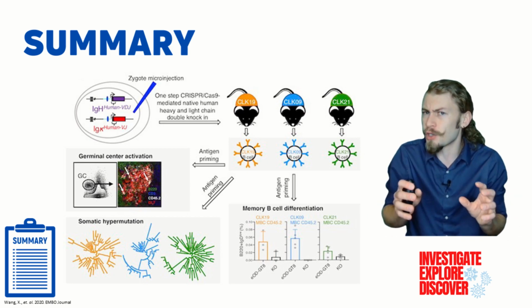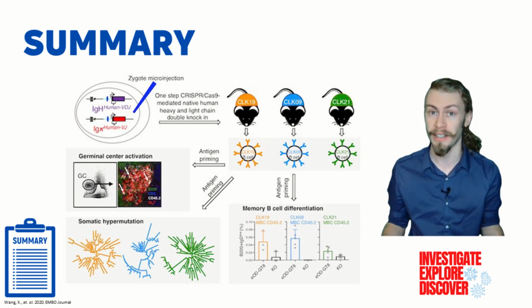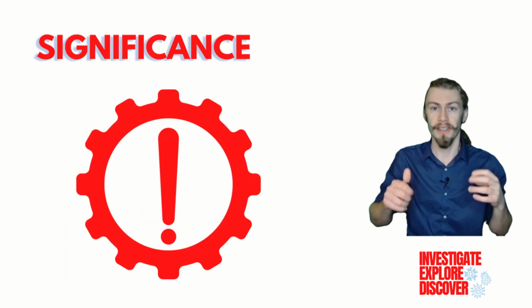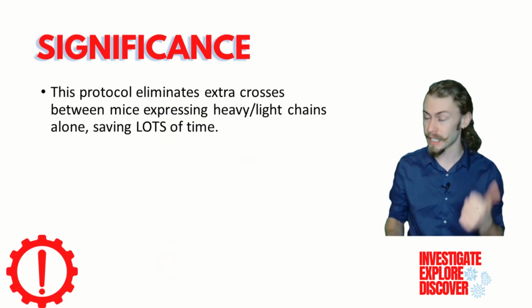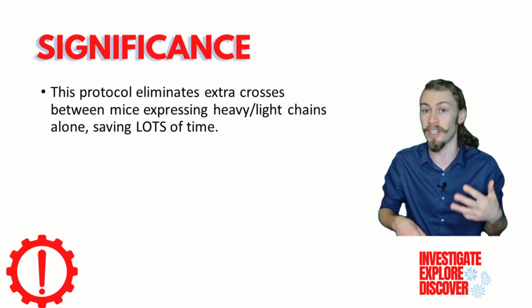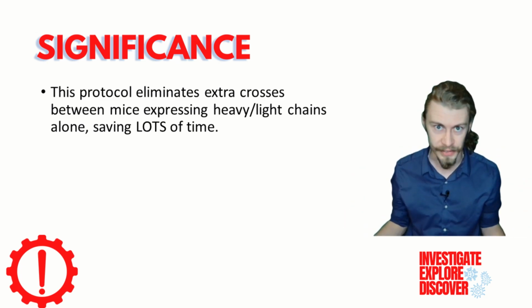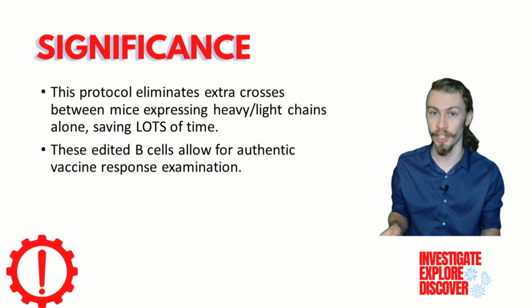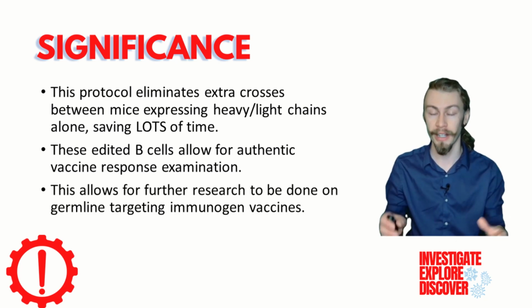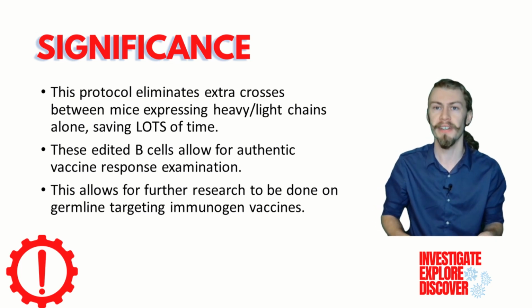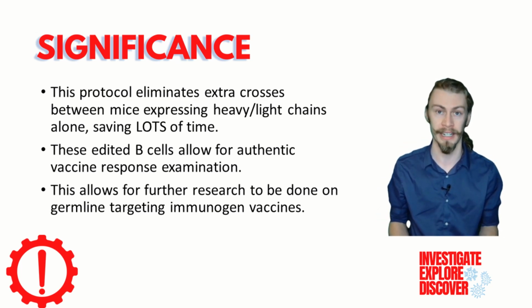Now, not only do I think that these results are exciting to investigate and learn about, they are also significant in a broader context. This information is significant because this protocol eliminates extra crosses between mice expressing heavy or light chains alone, saving lots of time. Now, these edited B cells allow for authentic vaccine response examination due to their normal B cell functions, which allows for further research to be done on germline targeting immunogen vaccines, giving us another possible avenue for eliminating HIV.